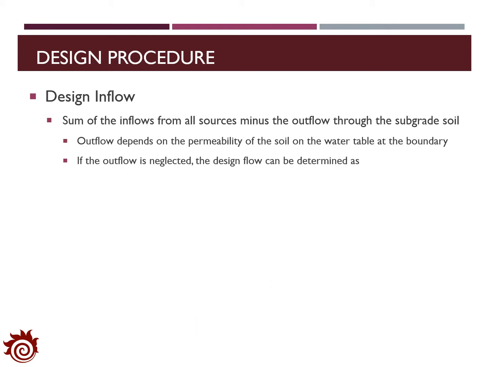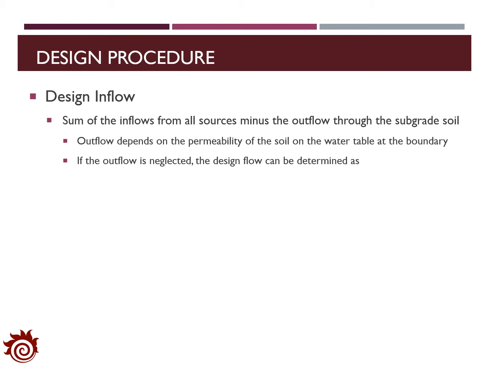With the estimated inflow rate of surface infiltration, the groundwater seepage, and meltwater, we can then determine the design inflow for the drainage system. Usually, the design inflow is the summation of the inflows from all sources minus the outflows through the subgrade soil. However, the outflow usually is determined by the permeability of the soil and the water table at the boundaries. Most of the time, we assume that the outflow rate can be ignored.